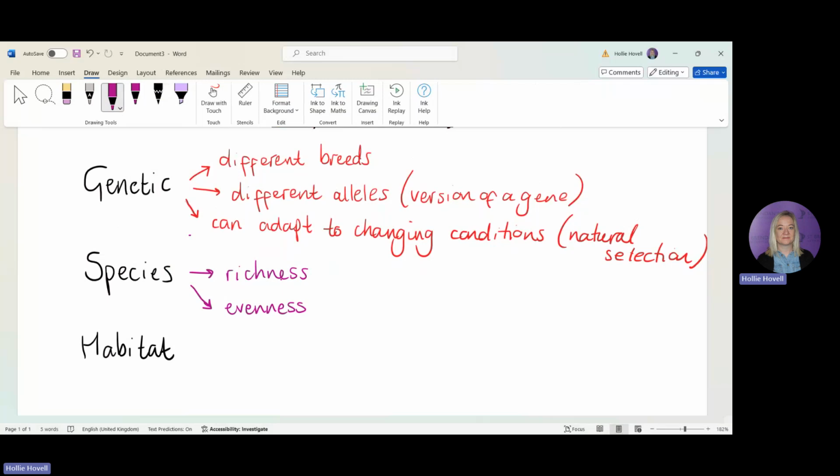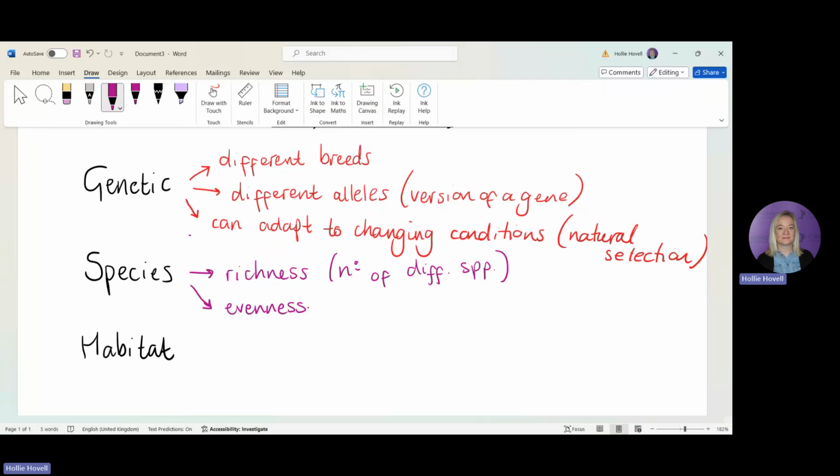Species richness simply means how many different species, the number of different species. So are there 4 different species? SPP for species. Are there 8 different species? Are there 122 different species? How many different species are there in a habitat?